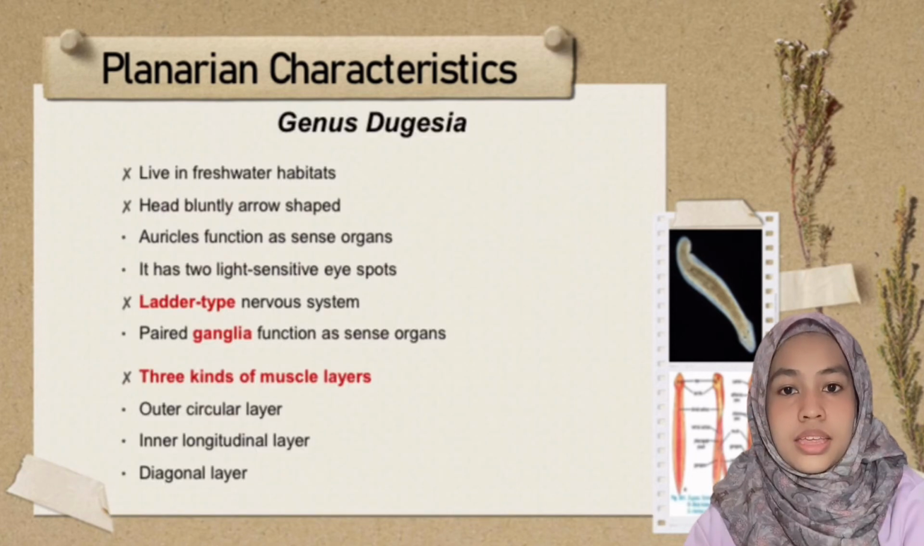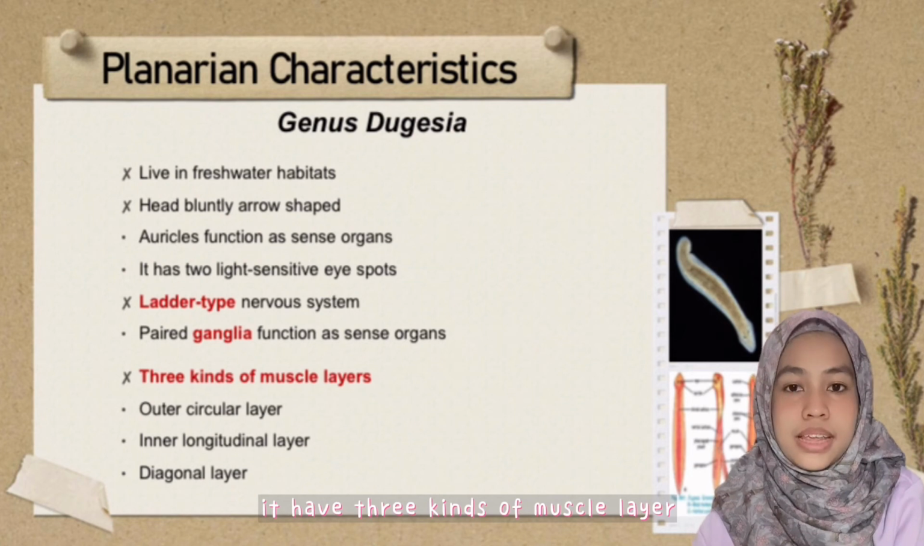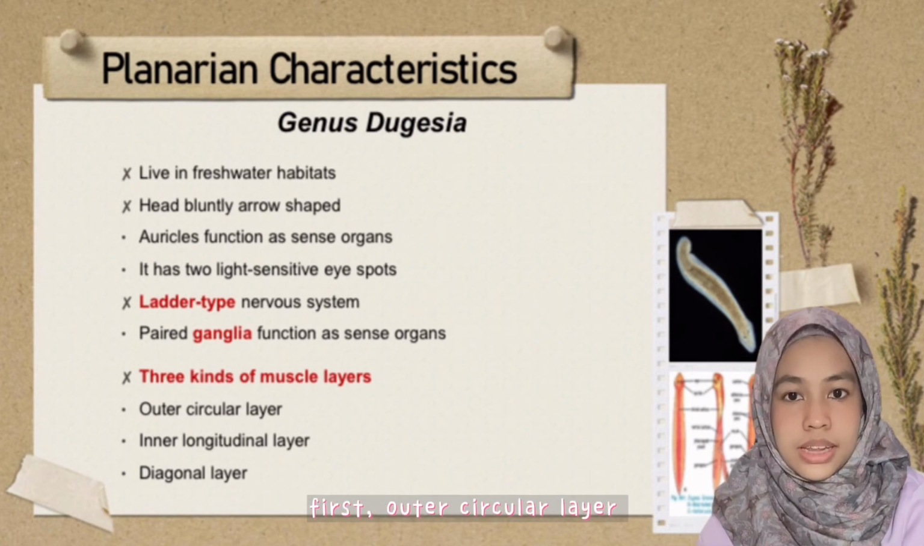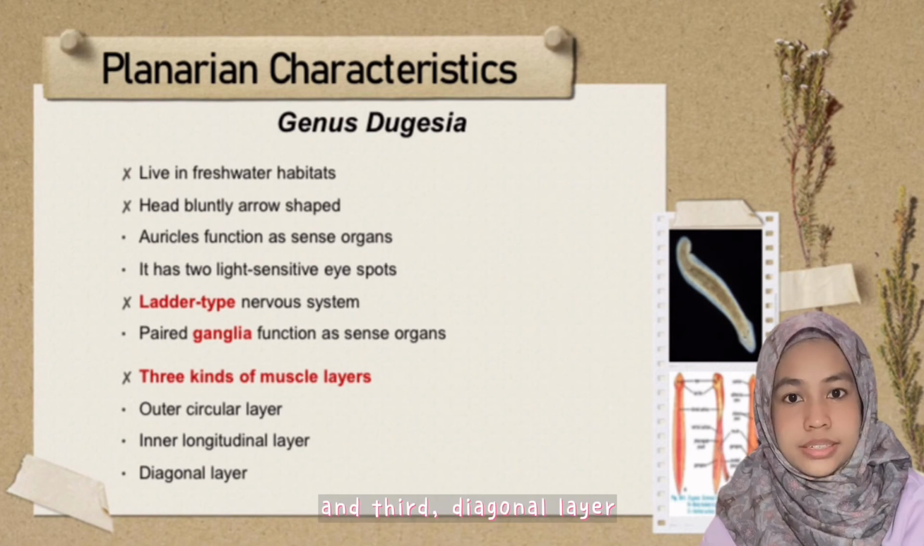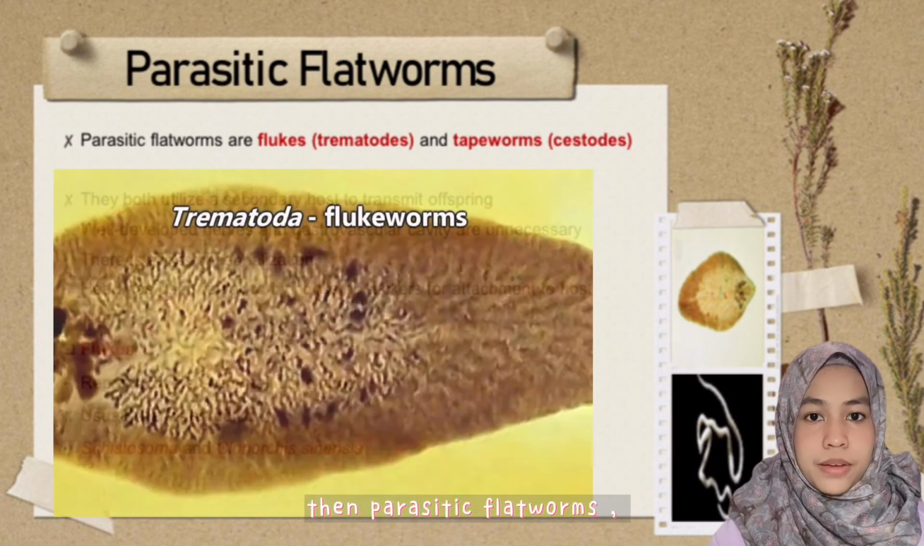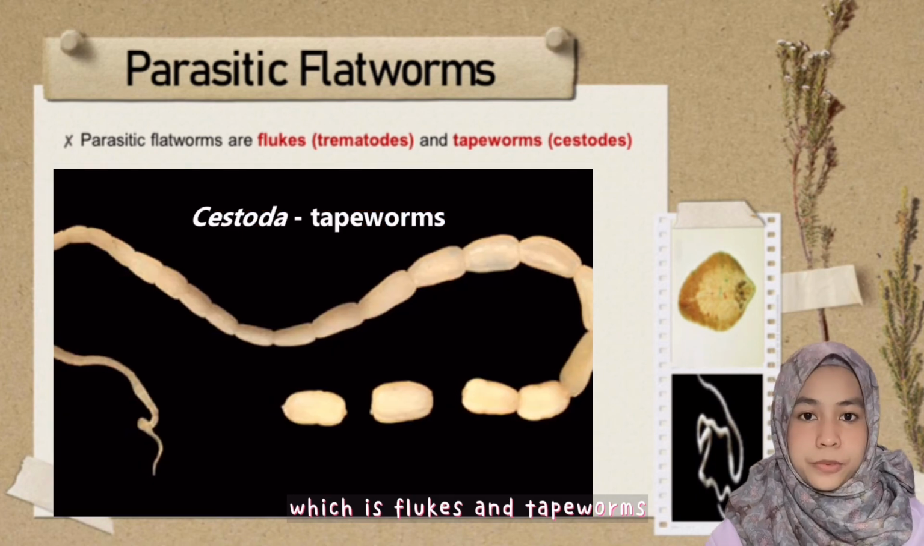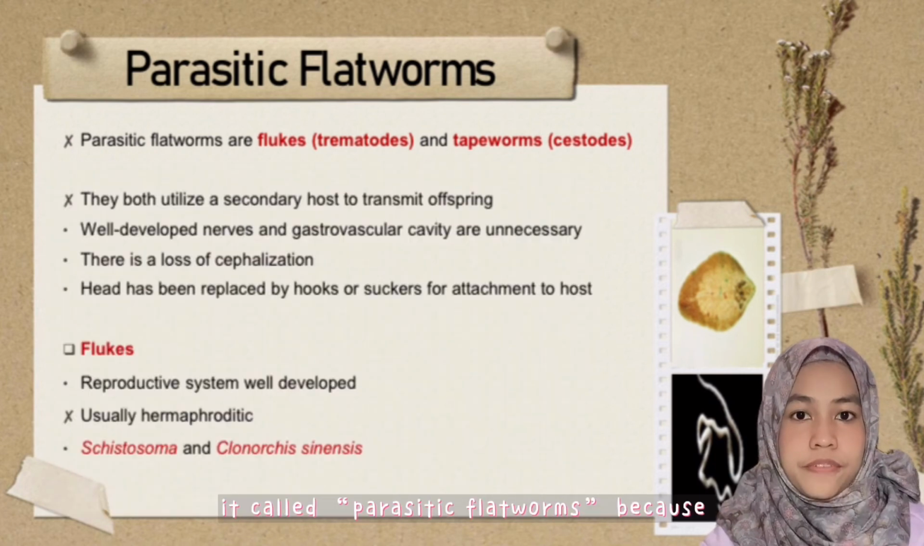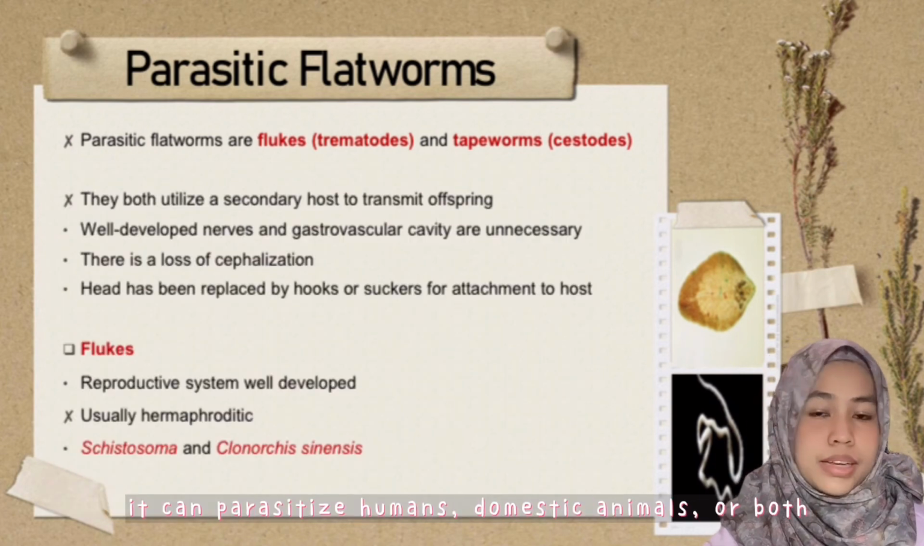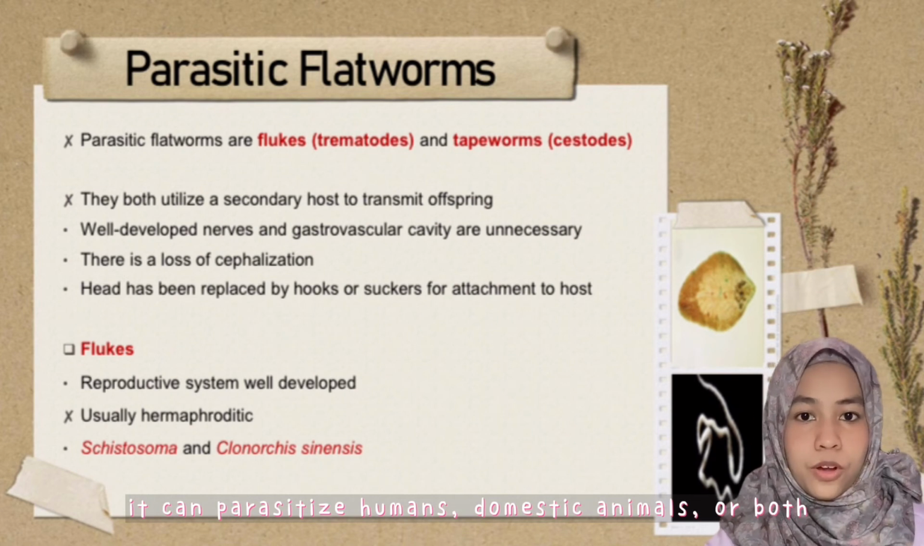Okay, it has three kinds of muscle layer. First, the outer circular layer, second, the inner longitudinal layer, and third, the diagonal layer. Then parasitic flatworms, which are flukes and tapeworms. They are called parasitic flatworms because they can parasitize humans, animals, or both.